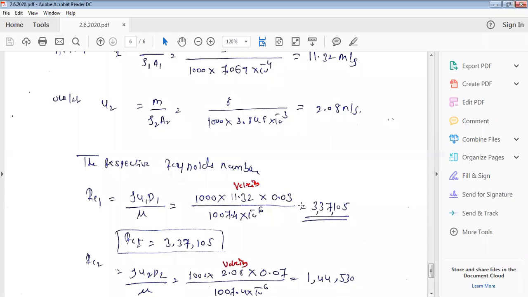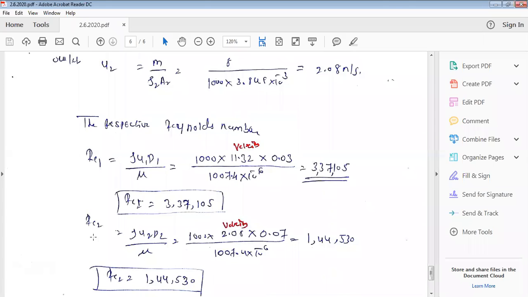See, density will be here, and the diameter and kinematic viscosity, but it is directly proportional to velocity and density. Correct. That's why I have written velocity here in a different color. As the velocity changes, the Reynolds number changes, so just look at these two parameters. Now if I calculate the Reynolds number at the inlet, substituting all the values, it comes out to about 3,37,105 when the velocity is maximum.